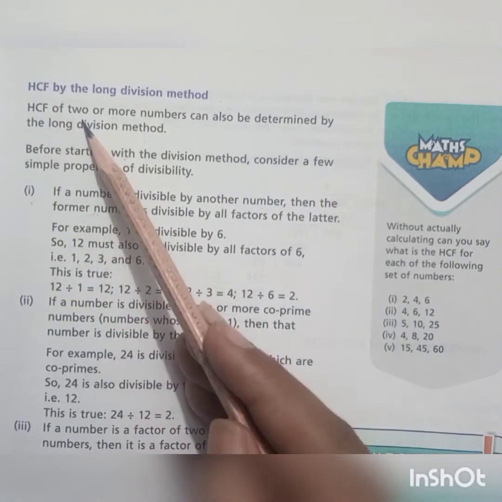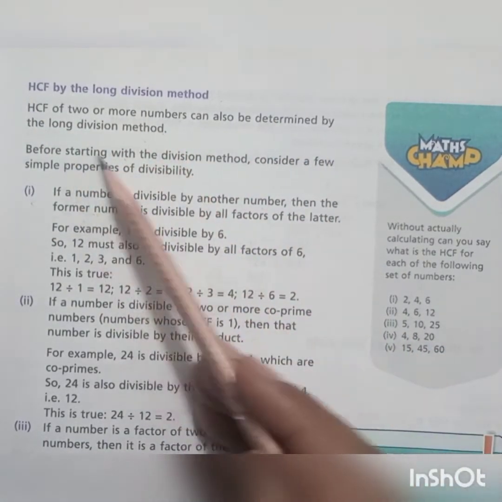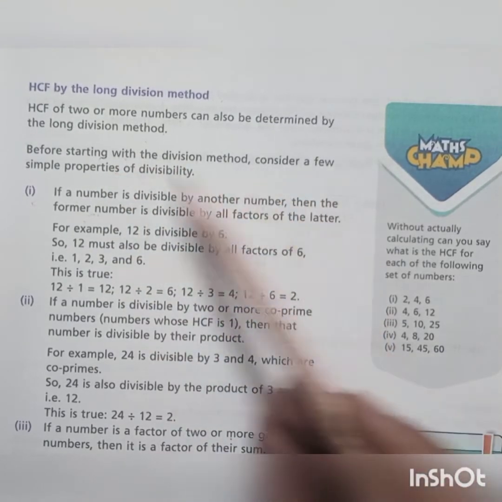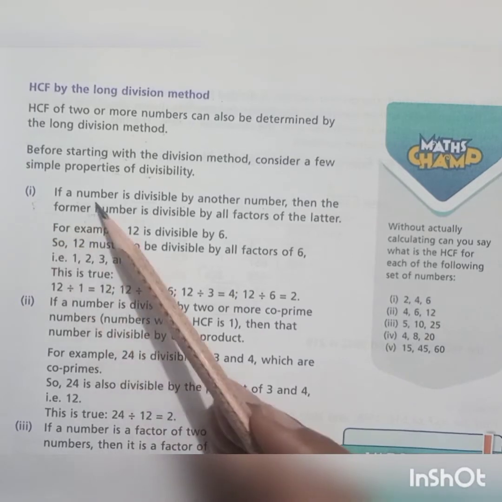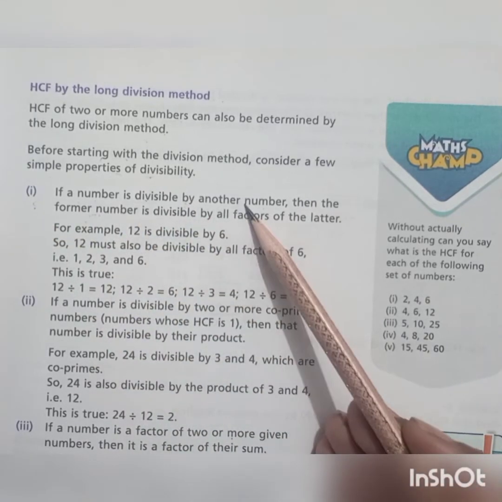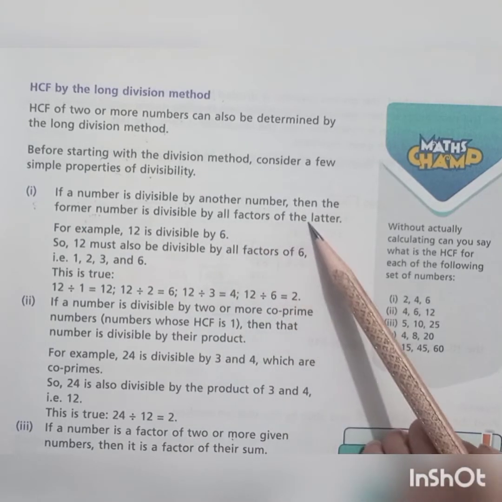Now students, move towards the HCF by long division method. The highest common factor of two or more numbers can also be determined by the long division method. Before starting with the division method, consider a few simple properties of divisibility. Property number 1 is: if a number is divisible by another number, then the former number is divisible by all the factors of the latter.